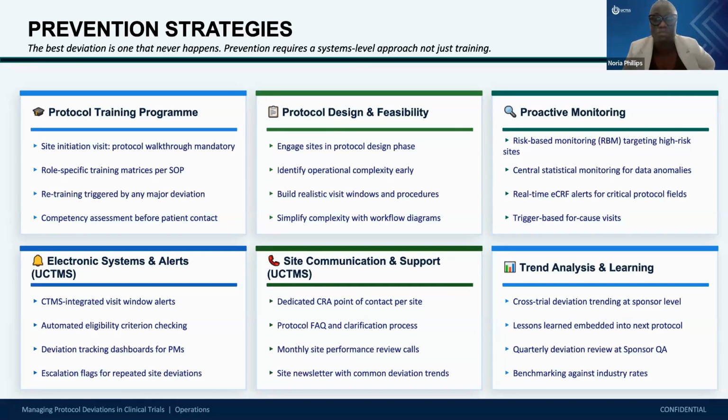Decentralized clinical trials can also prevent protocol deviations. Agreed. You identify the operational complexity early, which is what I just talked about. You build realistic visit windows and procedures, and simplify complexity again with workflow diagrams. Workflow diagrams, always very good. And as I said, checklists. Check, check, check. Did we do this? Different sections of the protocol. It always helps. And then cheat sheets as well.